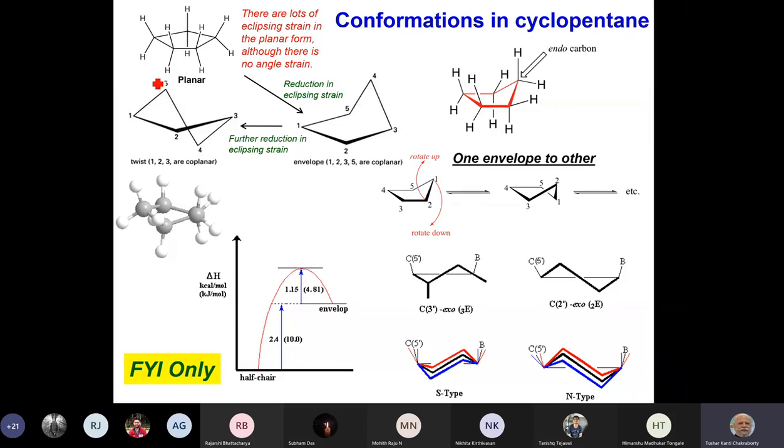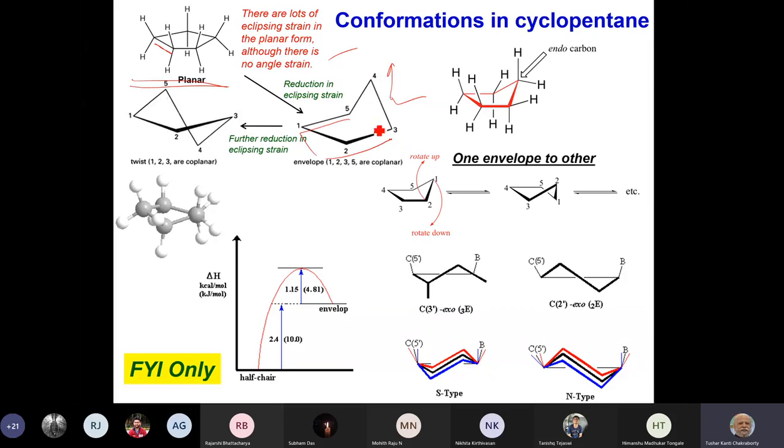See, if it is a completely planar 5-membered ring, there is a lot of eclipsing strain in the planar form. Although there is no angle strain, any of these bonds that you take is completely eclipsing all the substituents on both carbons. So it does not remain in the planar form. It tries to reduce the strain from the eclipsed form by going into an envelope. Envelope is very easy to visualize: 4 of them are in the same plane, and one of the substituents is coming up.